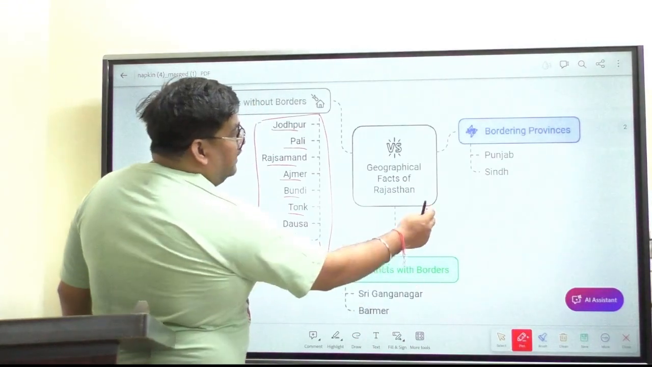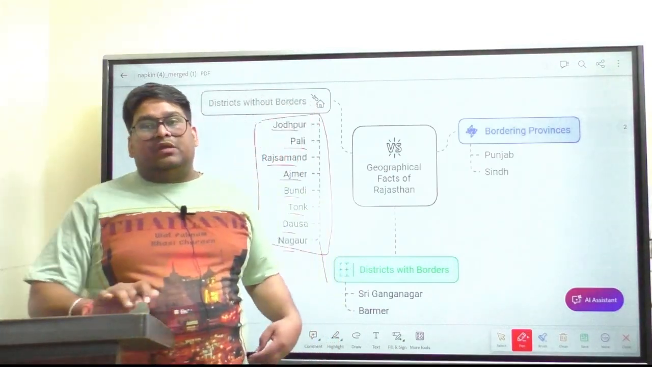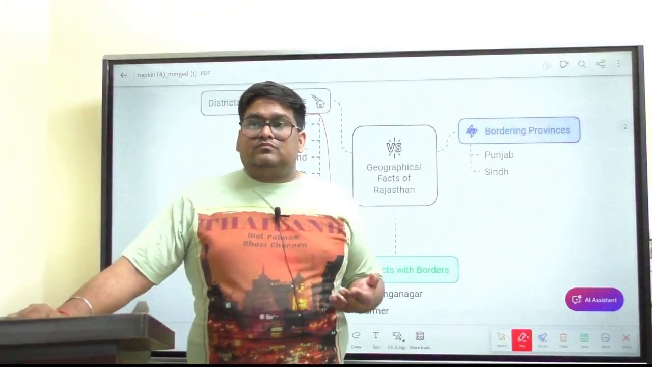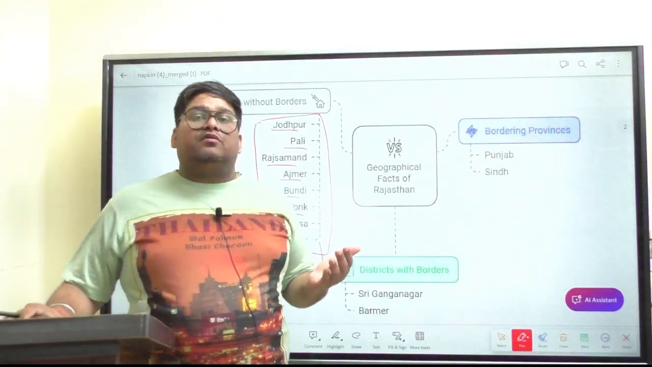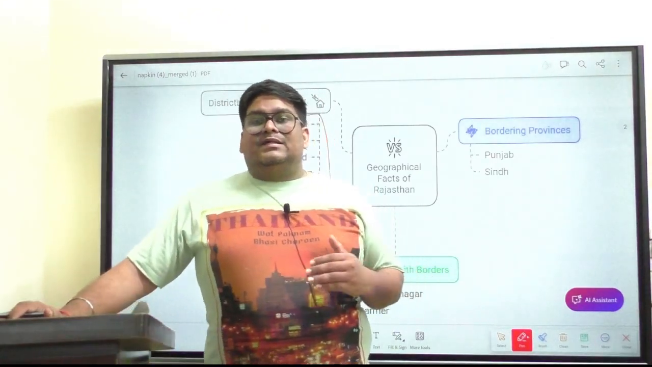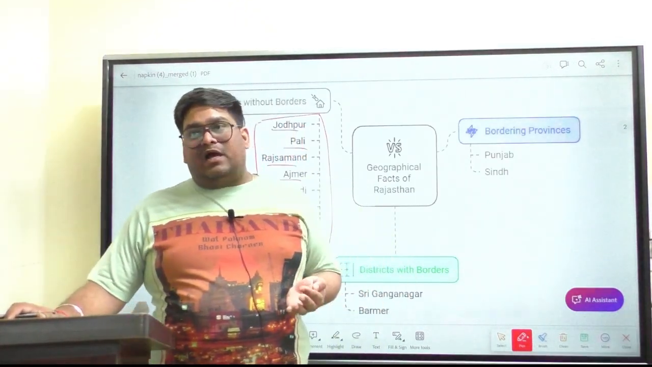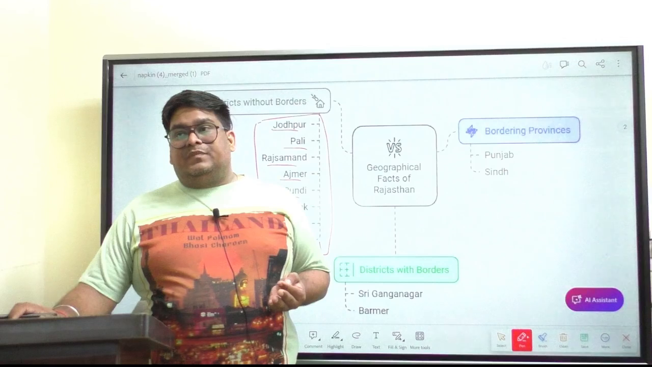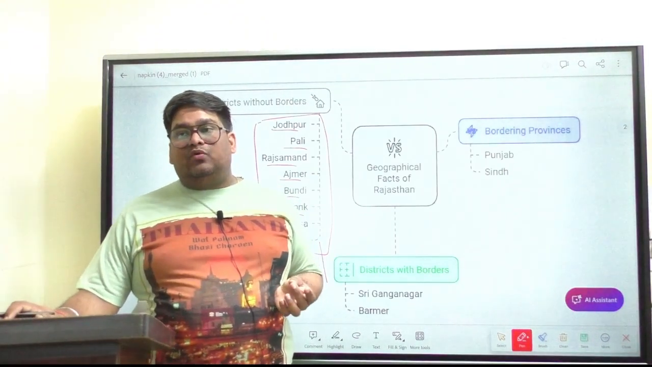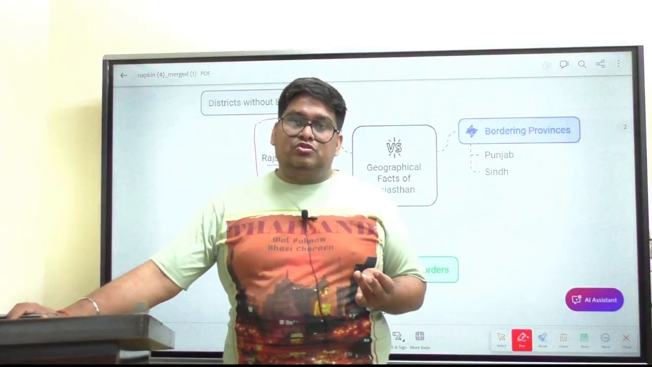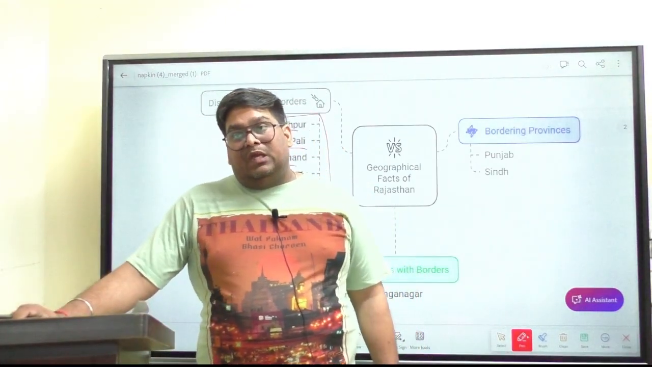Okay, so you can look into that map here. I'll repeat once again so that you can just note it down. I said Pali is the district where the maximum number of districts of Rajasthan touch its borders. That is, you have Nagaur, Ajmer, Rajsamand, Udaipur, Sirohi, Jalore, Barmer and Jodhpur. So roughly you have around 8 districts.